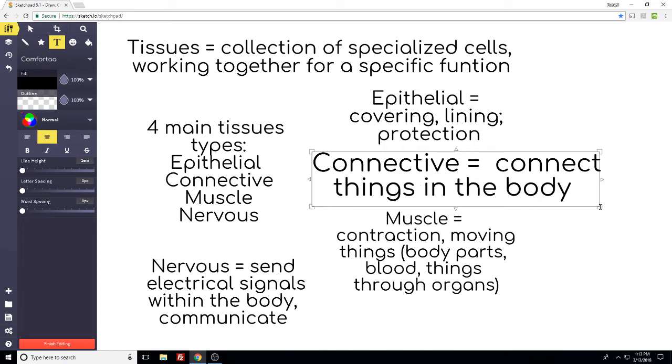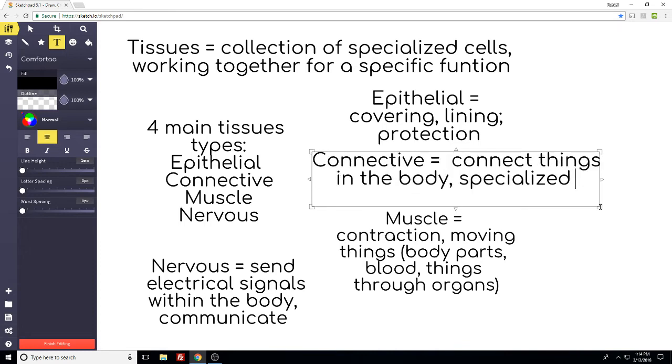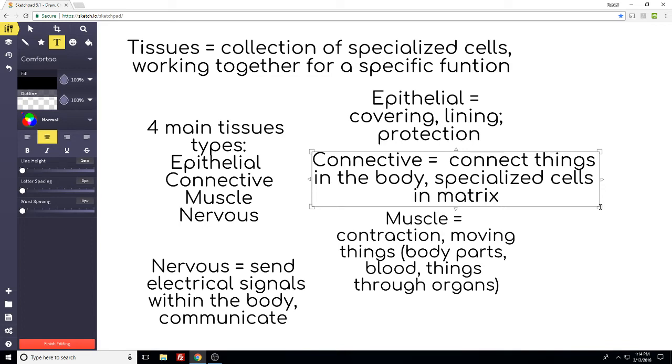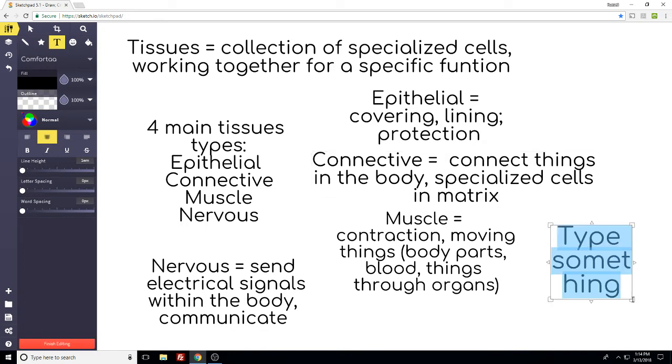The other definition that we're going to see along with connective tissue is specialized cells in what's called the matrix. And this is not like computer Keanu Reeves matrix. The matrix here is kind of a new term for us, but matrix is going to be the non-living part of the tissue. So it's going to be outside of the cells.